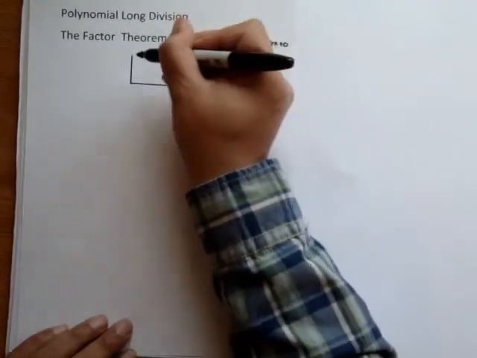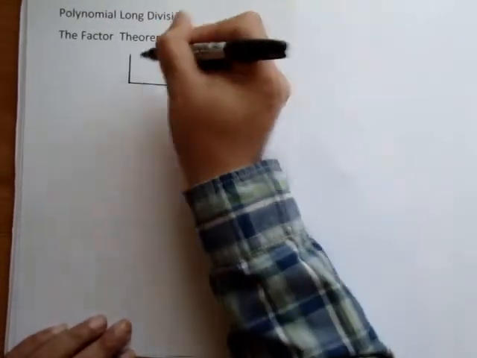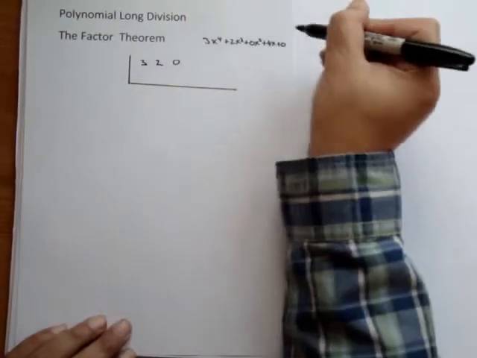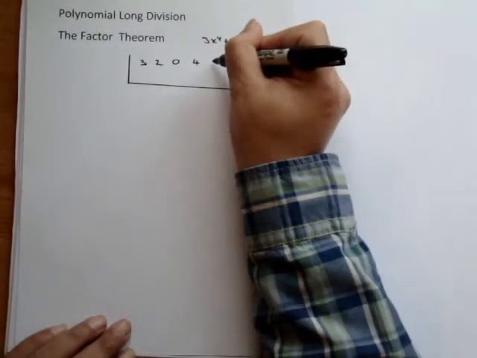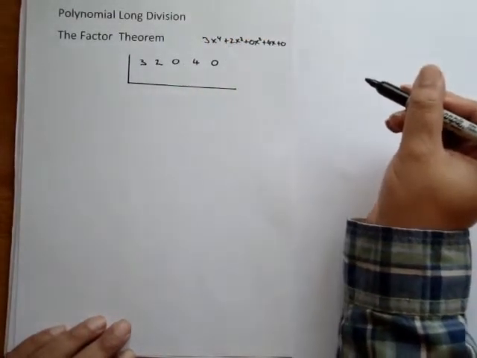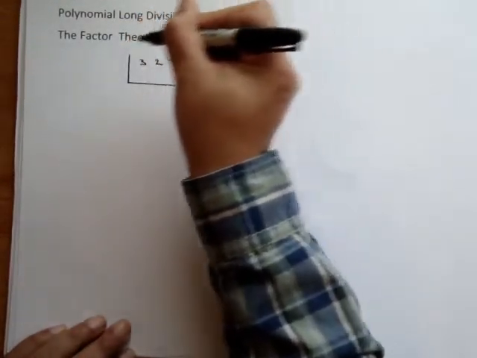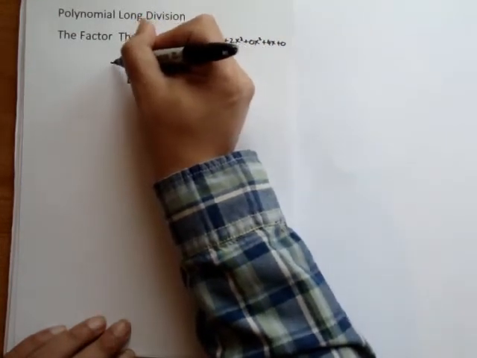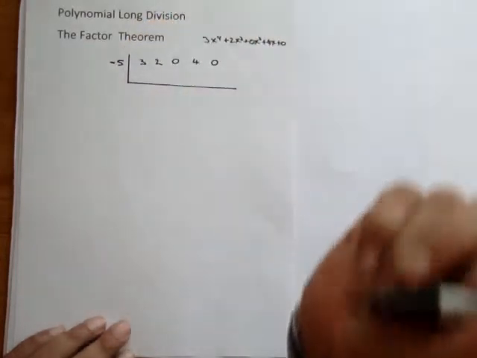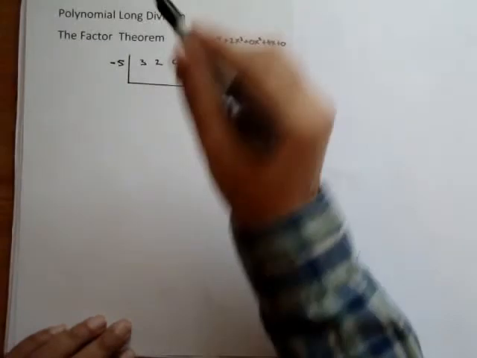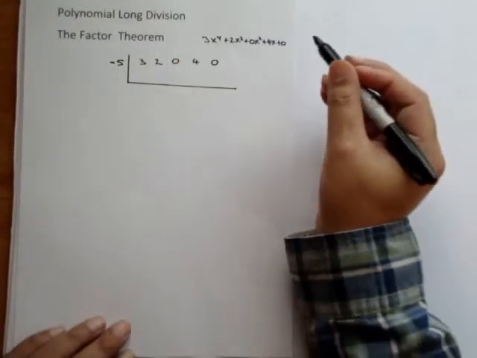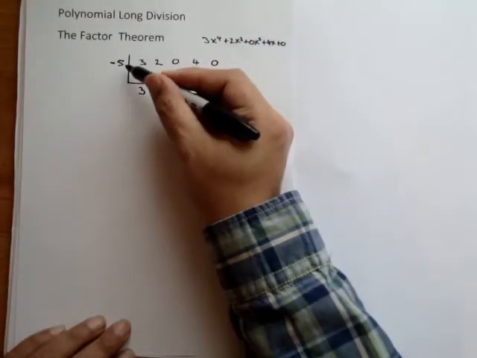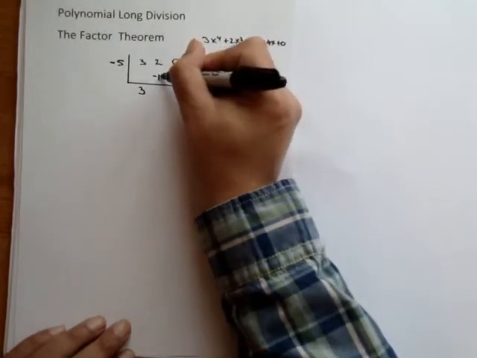So here we'd have, for x to the power 4, 3, 2, 0, 4 and 0, and we're going to do this synthetic division. Rather than using x plus 5, we always use the minus 5. So we would use the minus 5. Now we bring the 3 down, multiply the 3 by the minus 5, we get minus 15.